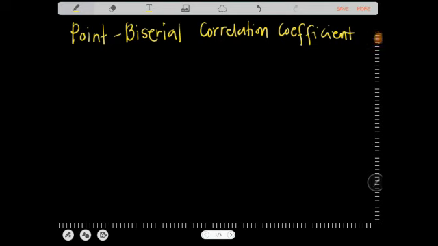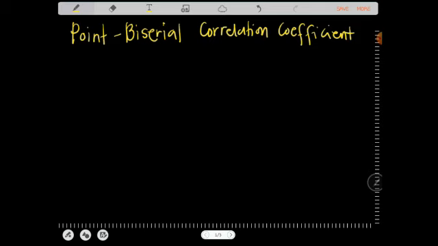Point biserial correlation coefficient is a type of correlation that measures the strength of association between a continuous level variable, or ratio or interval data, and a binary variable. Binary variables are variables of nominal scale having only two possible values. They are also called dichotomous variables.